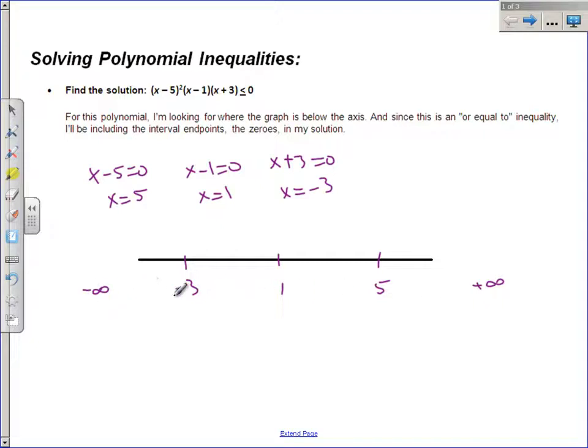I've got the interval from negative infinity to negative 3, from negative 3 to 1, from 1 to 5, and from 5 to infinity. What I'm going to do is pick numbers in those intervals, plug those numbers into this polynomial, and ask myself, is that positive or negative? Because I'm trying to figure out where the graph is below the x-axis. So let's try a number in the interval from negative infinity to negative 3, like negative 4. If we plug negative 4 in for x, let's see what happens.